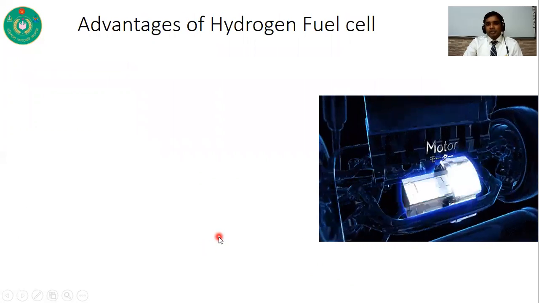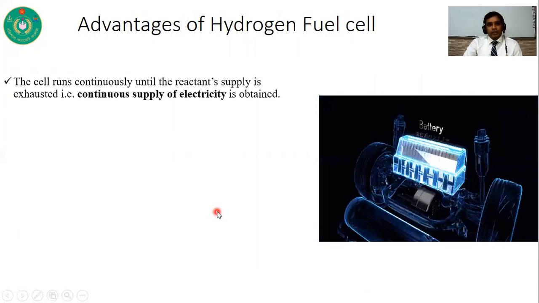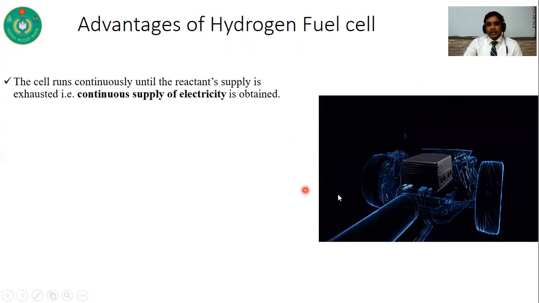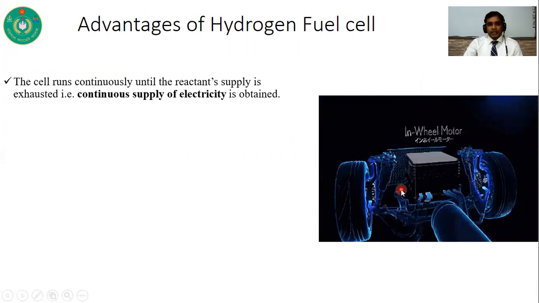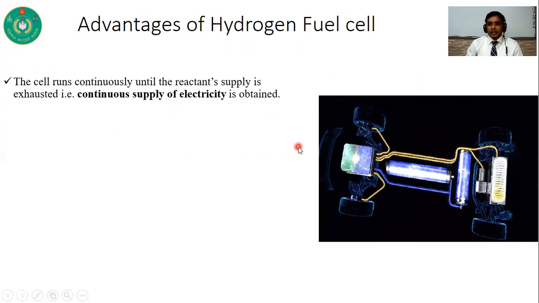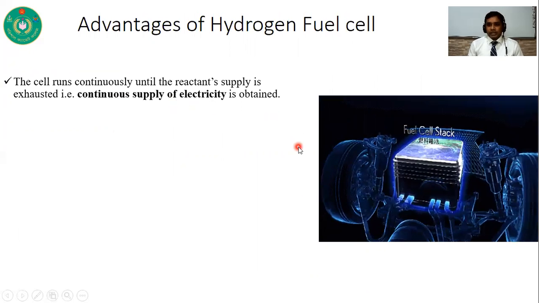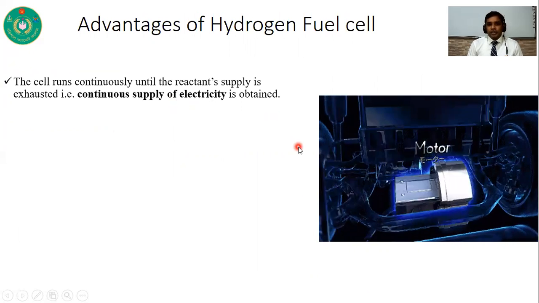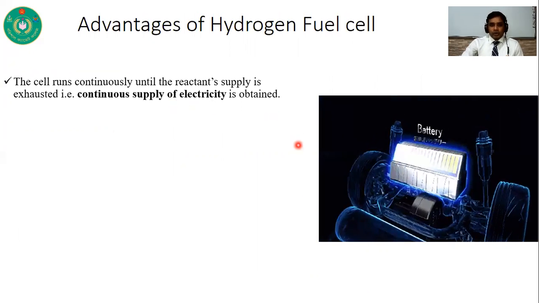So now, the advantages of the hydrogen fuel cell. The cell runs continuously until the reactant supply is exhausted. That means a continuous supply of electricity. If you pass hydrogen and oxygen continuously, then it continuously produces electricity. So it will never die.